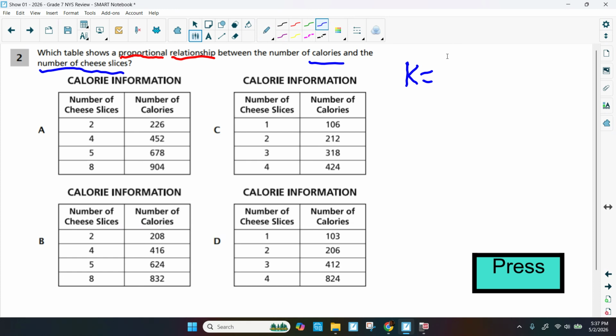And that is equal to the value in the second column, which we call Y, over the value in the first column. Now, I tell my students, whenever you're given a chart, just look for a pattern. Because if there's a proportional relationship, there should be some type of pattern going on.